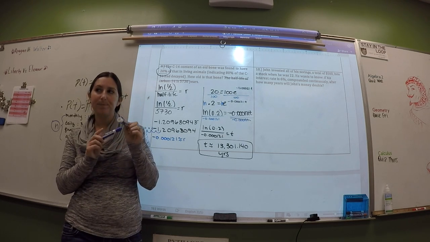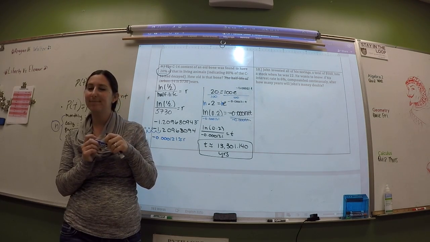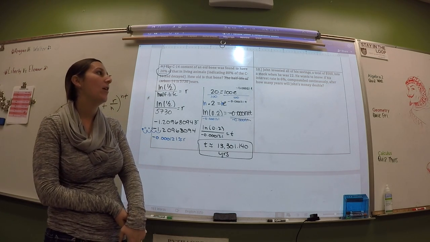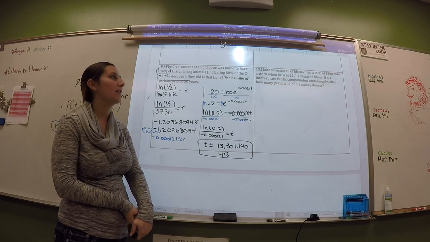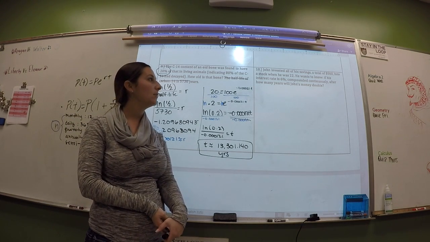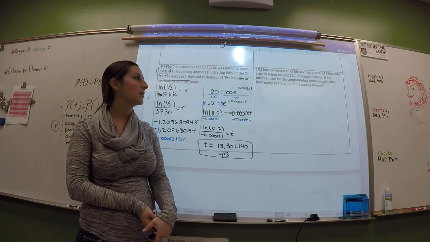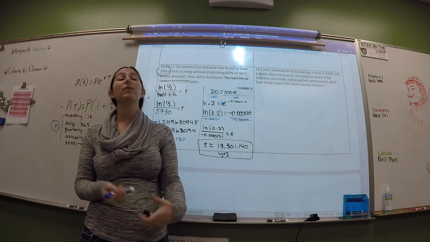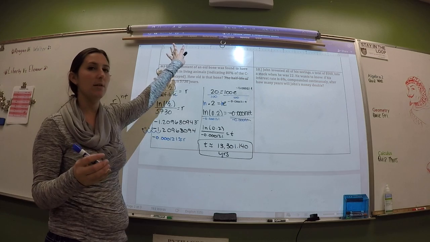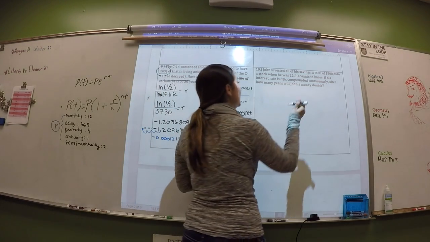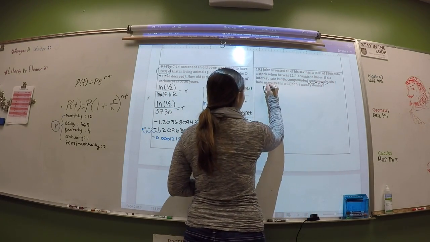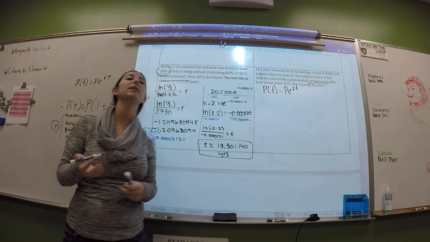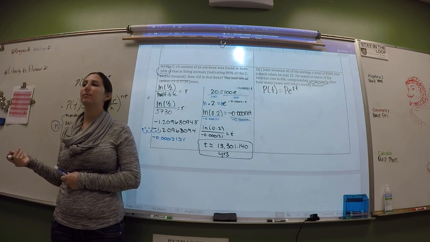Ready for the next one? Last one. John invested all of his savings, a total of $500, into a stock when he was 22. He wants to know, if his interest rate was 6% compounded continuously, after how many years will John's money double? So even though this is a money question, similar to the one that we did over here, since it says continuously, we're going to use PERT. So when it says continuously, you use PERT. Got it?